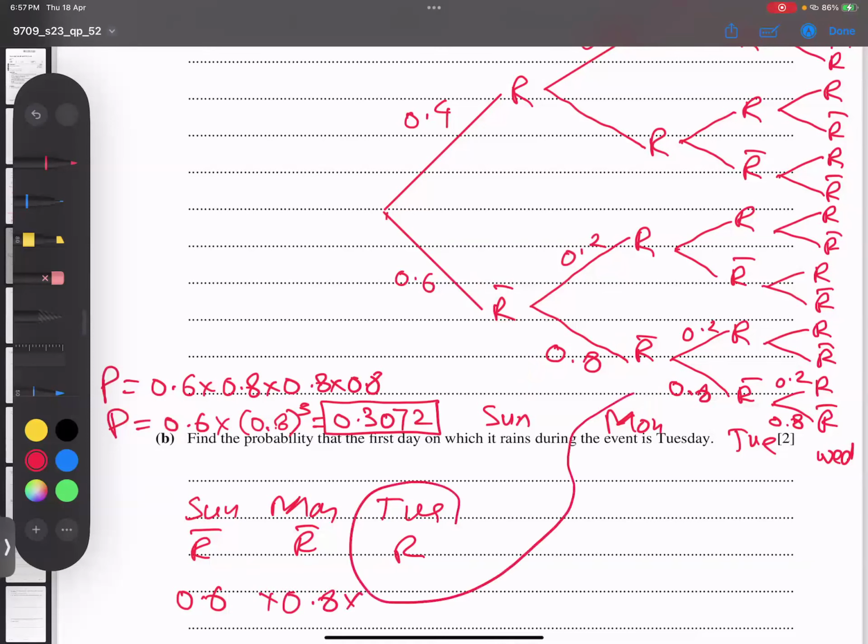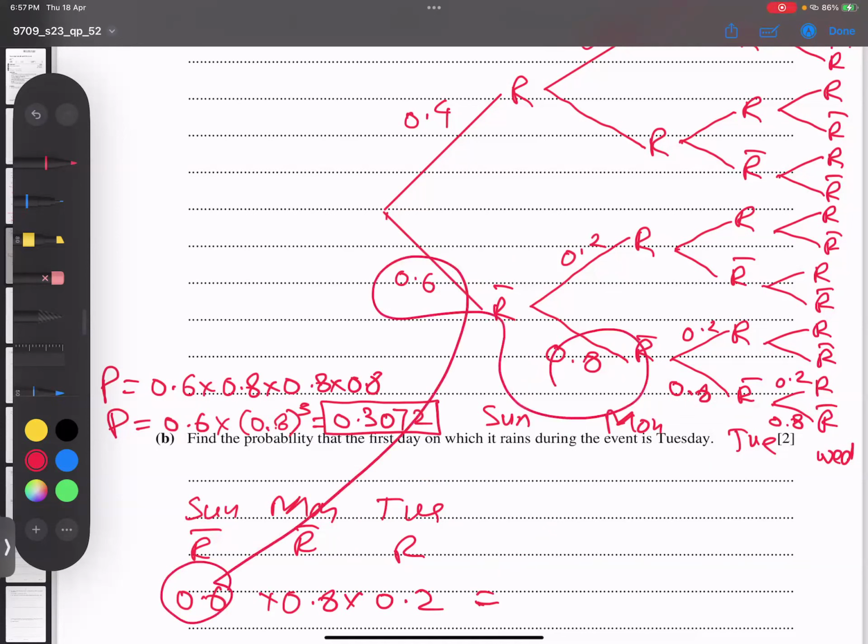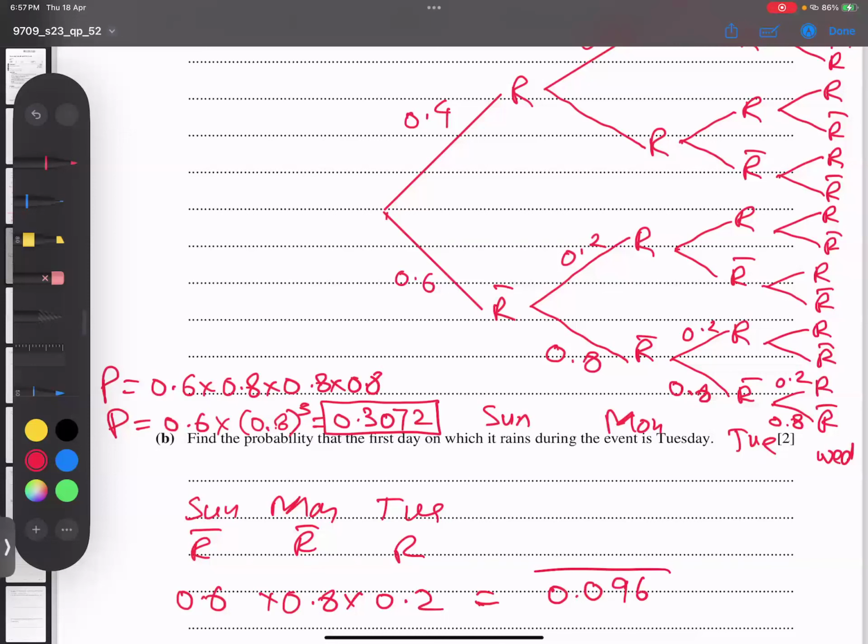And Tuesday, rain. It means this Tuesday, rain is 0.2. And I think you got my point. Can you imagine? Without a diagram it is very hard, but still possible if you are an expert in imagination. So if Sunday no rain, Monday no rain, but Tuesday rain, this is the answer. And if you type it in the calculator, it gives us 0.096. And I believe the point is very, very clear.